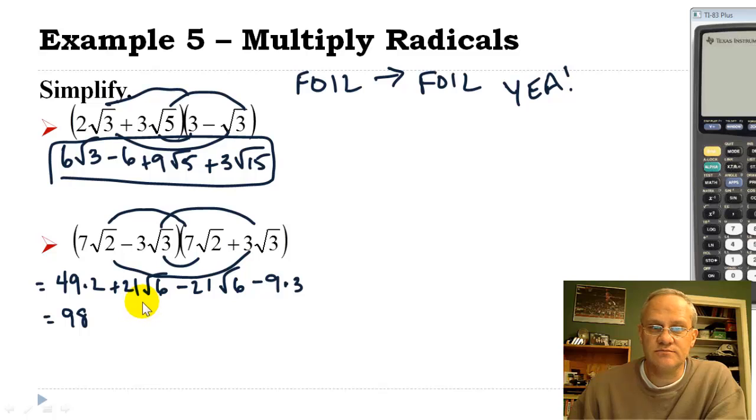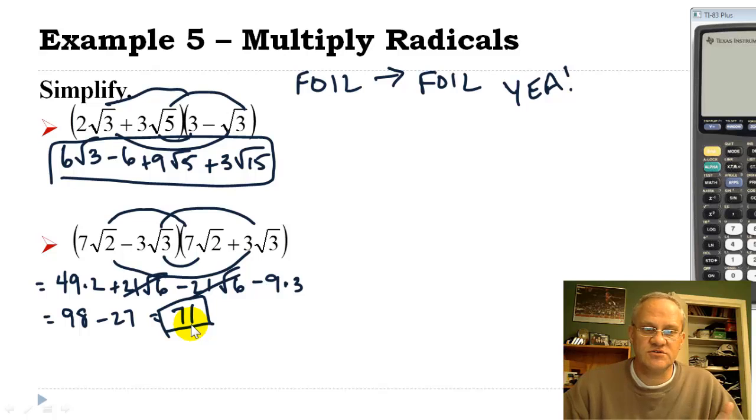Look what happened in the middle. Let me start that again. Plus 21 square root of 6 and minus 21 square root of 6. What do those two do? They cancel. So all I've got left is this is 98. And then this is going to be negative 9 times 3, which is minus 27. And when we subtract that, that's going to be 71. Look at that. No radicals in there. No square roots. Isn't that awesome?